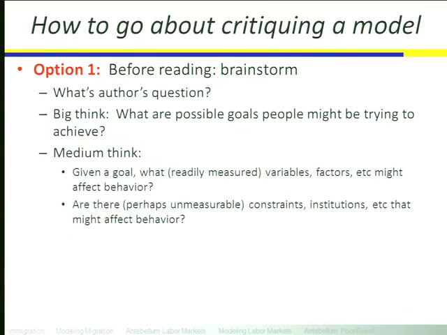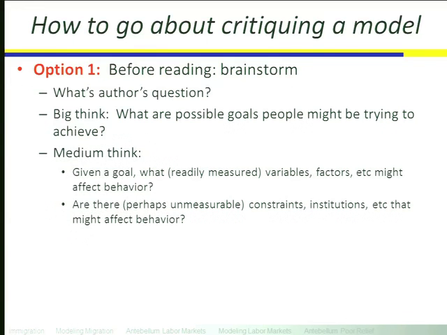Given a goal, two questions you can brainstorm. One, what variables, typically things that we can measure, so variables or factors or whatever words you want to put in there, might affect behavior. And that's where we came up with a list of income and costs of raising children and that sort of thing. And related to that is, are there other things that aren't easily measurable? Are there constraints such as laws? Are there institutions? Are there other things along these lines?